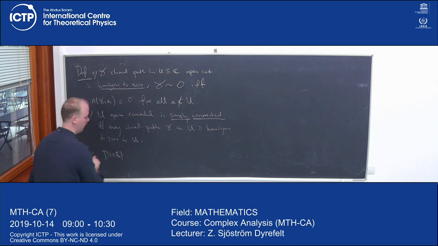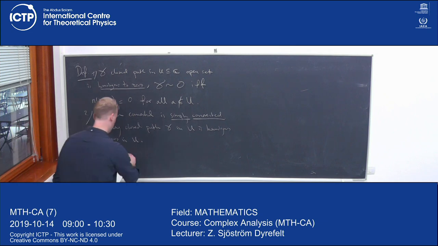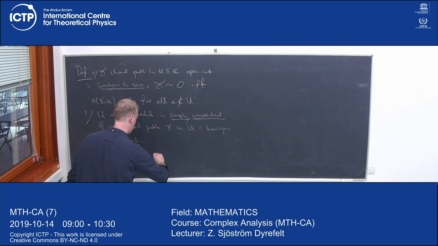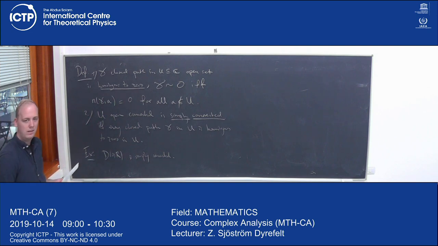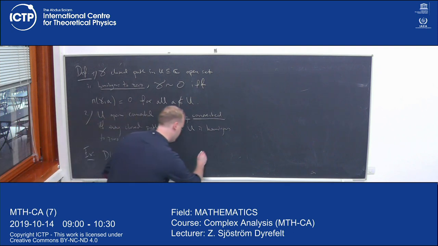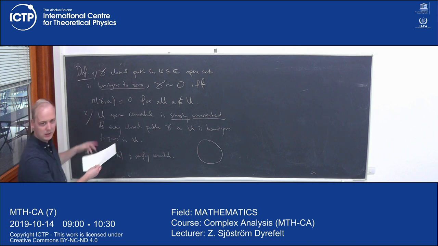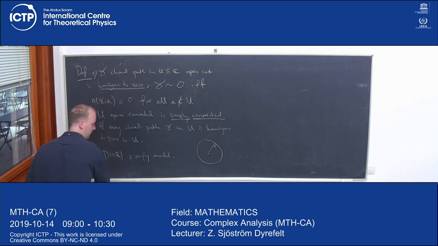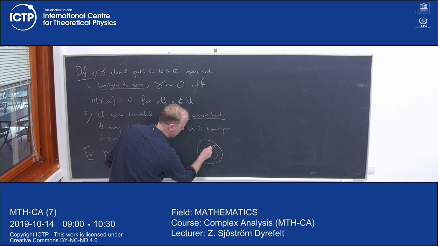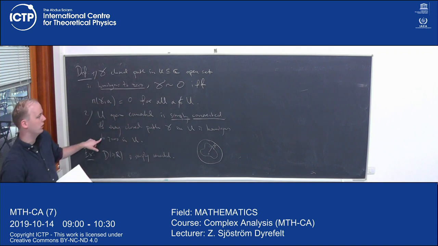Okay, so a disk of radius R, is it simply connected or not? Yeah. Okay, so it is simply connected. Okay, why is it simply connected? So let's check. We have to check this definition. If I take any closed path inside the disk, so this is now the disk of radius R centered at zero, any closed path, it should be homologous to zero.